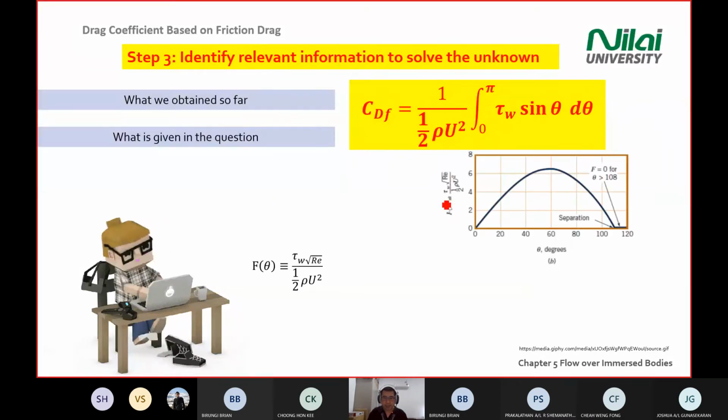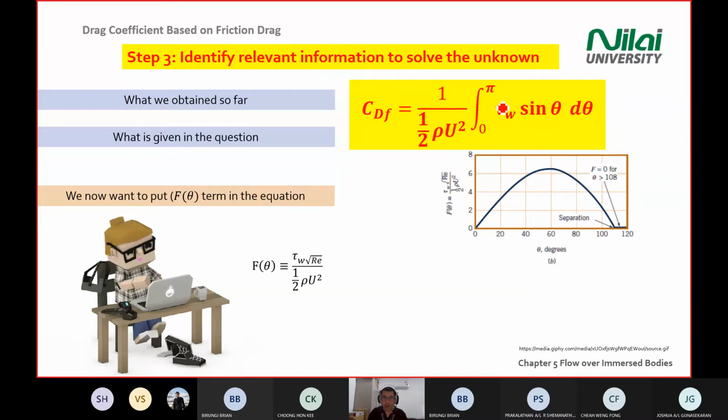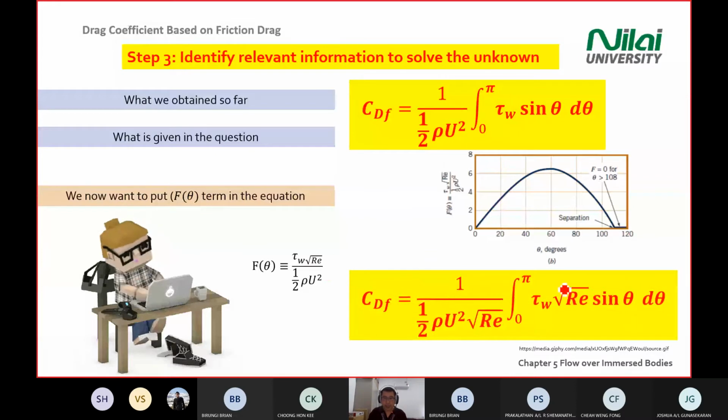So we are given this diagram. We want to put our CDF equation, 1 over half rho u square, integral of the shear stress tau sine theta, in this f theta term. So we rewrite our equation, rearrange it, and substitute inside here.